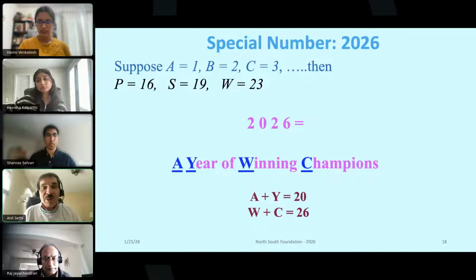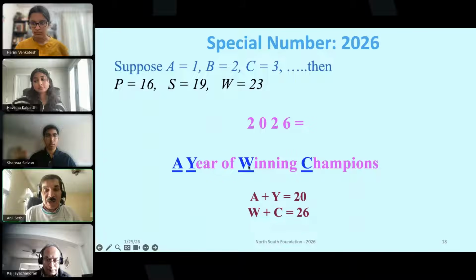Another thing about 2026 that I found out today is that it's a year of winning champions. So if you have aims and goals of becoming a champion, this is the year. For example, it has the letter A and the Y. If you add them up, you get 20. And if you take the winning and the champion and add them up, you get 2026. So it's a special year.